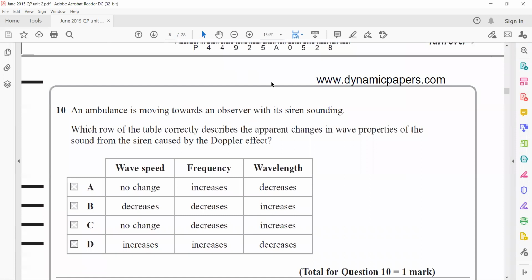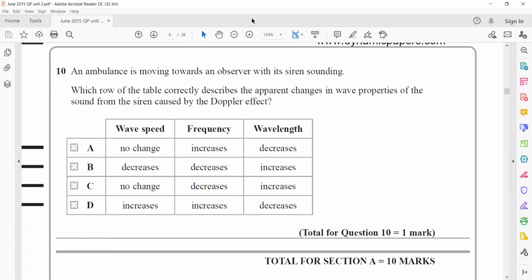The last question: an ambulance is moving towards an observer with the siren sounding. Which row of the table describes the apparent change? The wave speed does not change because the medium is not changing. As it is moving towards the observer, the frequency will increase and the wavelength should decrease. That's why A will be the right answer, which we call the Doppler effect.